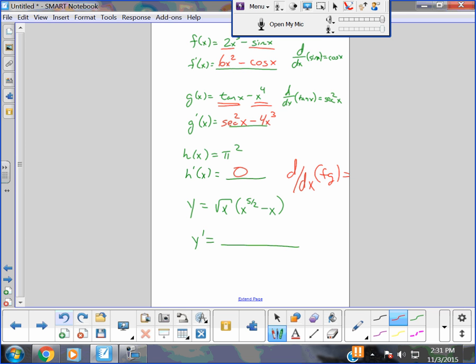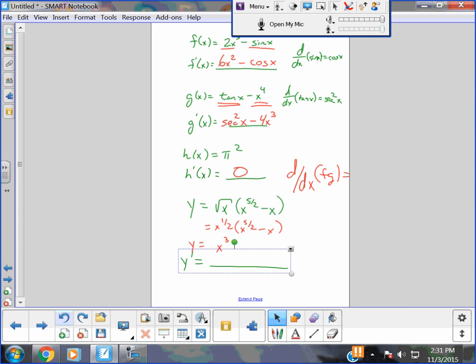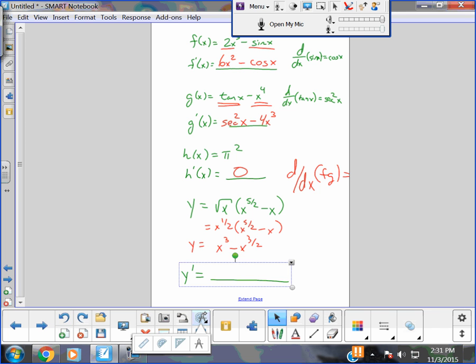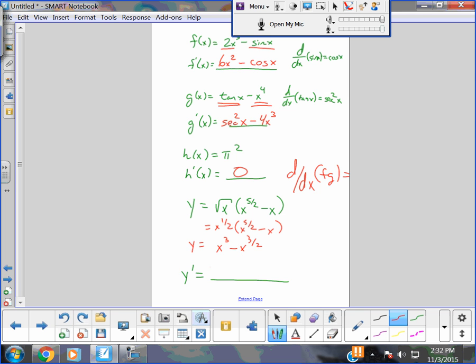Okay. Right? Now, on the last one, guys, I want to write this as x to the half times x to the 5 halves minus x, and then distribute and write y equals 1 half plus 5 halves is 6 halves, or x cubed, and then 1 half plus 1, I think, is x to the 3 halves. So now I just do the derivative of x cubed and x to the 3 halves, which again are simple power rules. So how about 3x squared minus 3 halves x to the half?